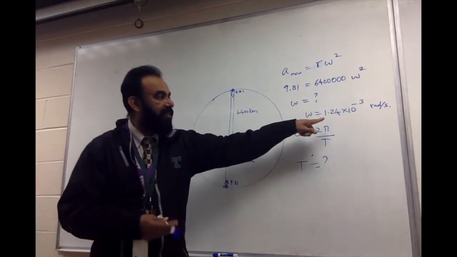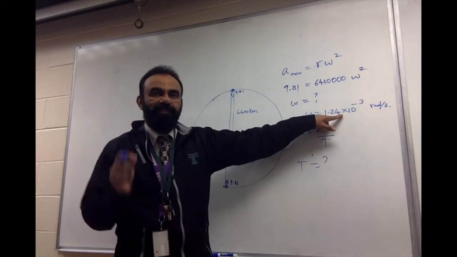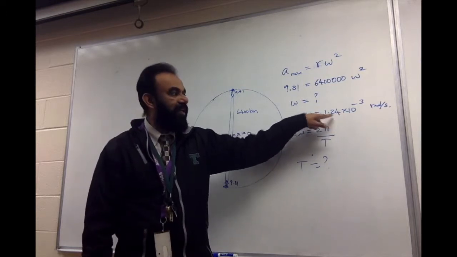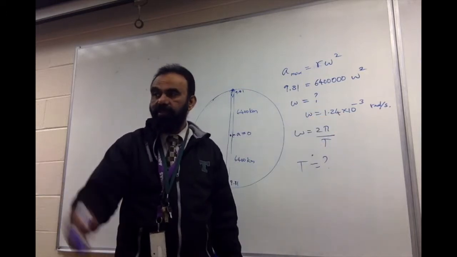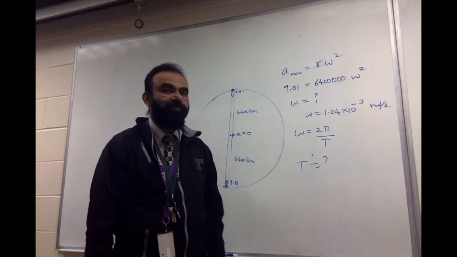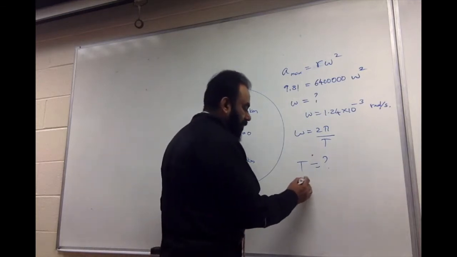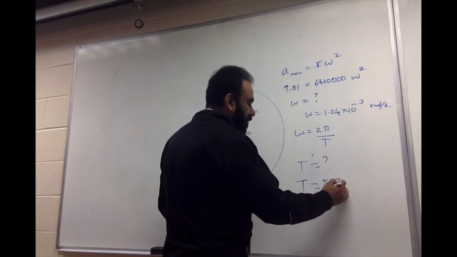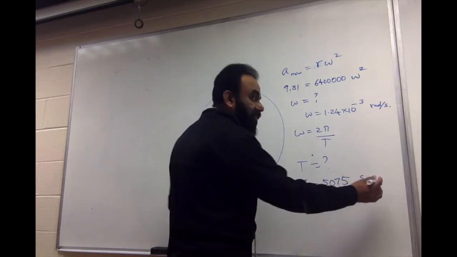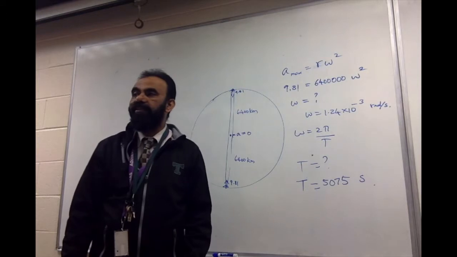So you got this. Now keep the same number without any adjustments. Don't take it as just 1.24. Keep the original number. It's better. 5,074.99, so 5,075 seconds. And that's a time period.